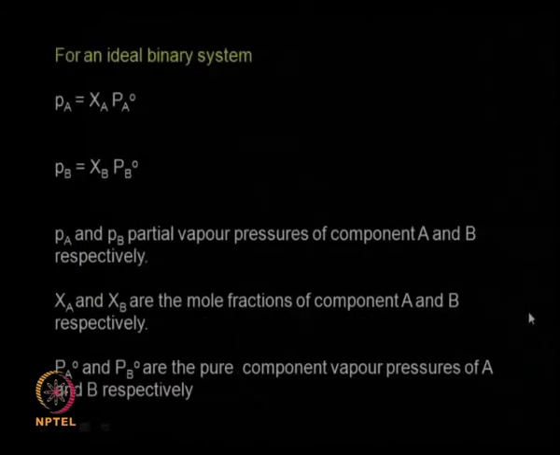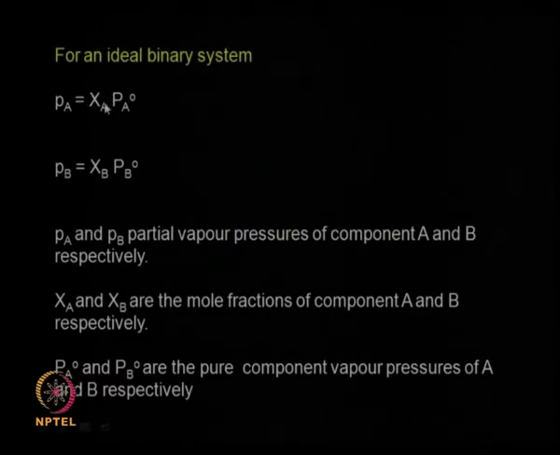Okay. So if you have a binary system, the partial pressure of A is the vapor pressure of the pure component times the mole fraction of that component present in the binary mixture. Similarly, the partial pressure for B will be equal to the pure component vapor pressure of B multiplied by the mole fraction of B present in that. Okay.